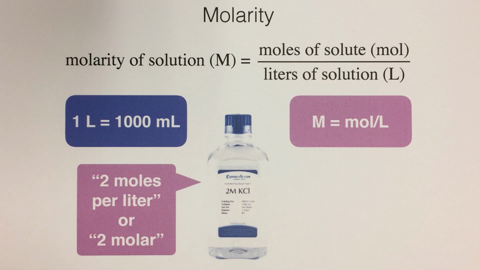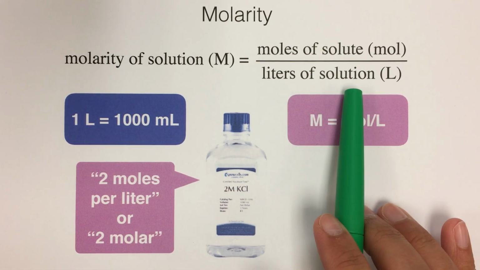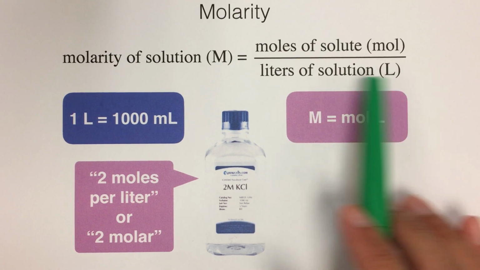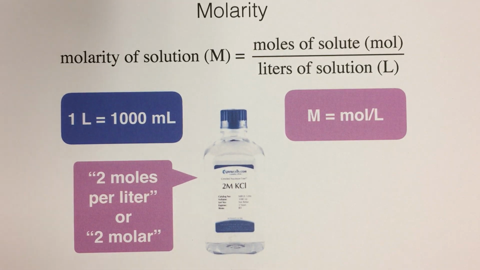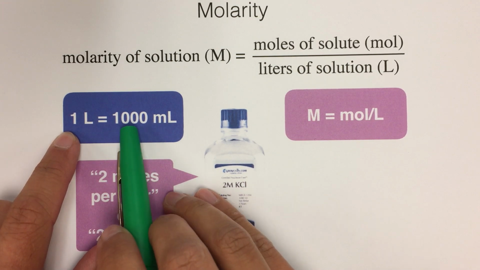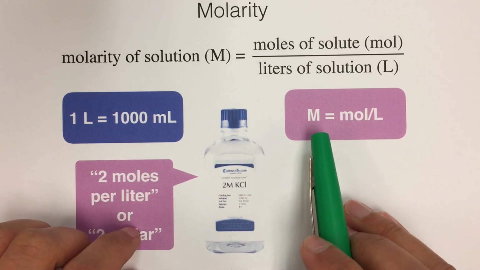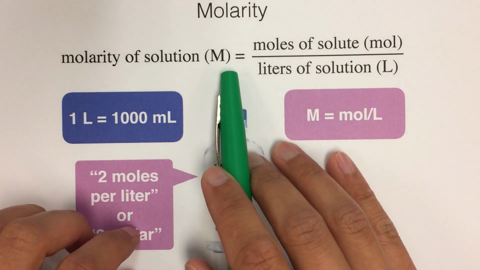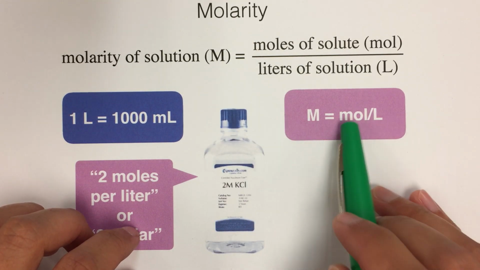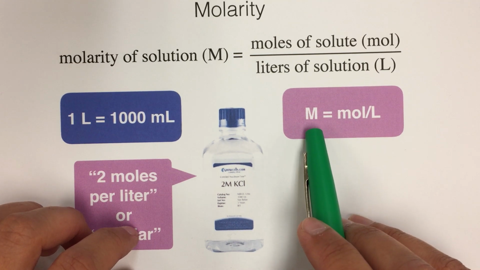So molarity of a solution is the moles of solute in moles divided by the liters of solution in liters. Liters of solution, the units will be liters. So a few things we need to keep in mind before we do these calculations is that 1 liter is equal to 1,000 milliliters, so we need to be comfortable with that conversion. And then also this idea that when we see this capital M, which is molarity, that really means moles per liter. So these 2 units are within the capital M unit.